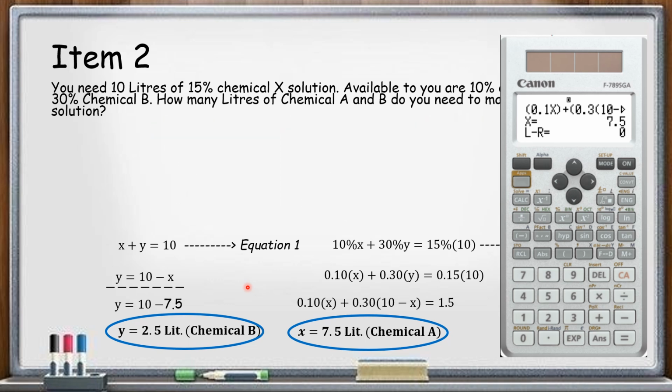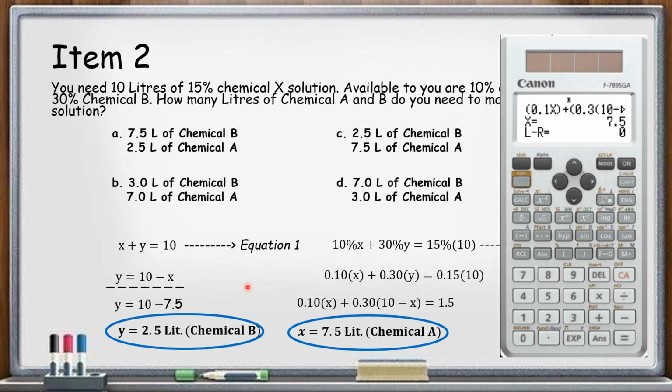Looking back at our choices, all right, be careful with your choices because you might get cross-eyed or excited that you've solved it. You have 7.5 liters first here, and you forgot to look at the name. This is chemical B, but it belongs to chemical A. So just be aware, this is not the answer, clearly, because it says 7.5 liters of chemical A. So this is it. There it is, letter C.